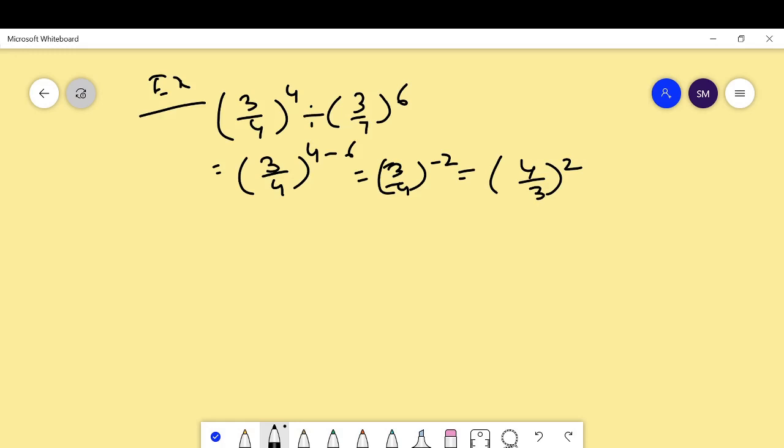Then here, discuss some more properties. Here is another property I have already told you: x to the power 0 is equal to 1.